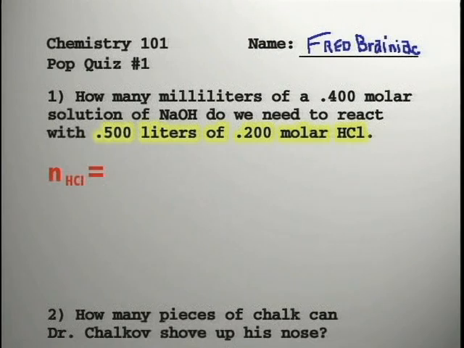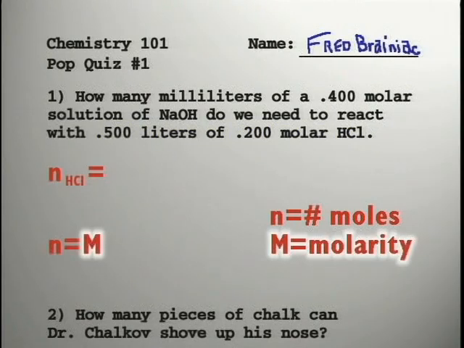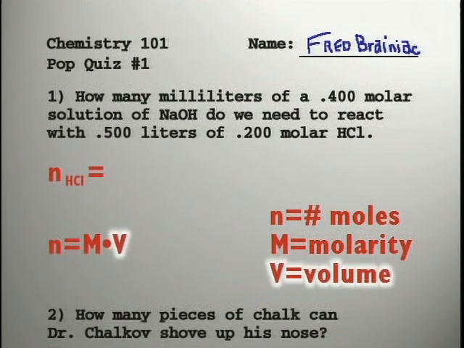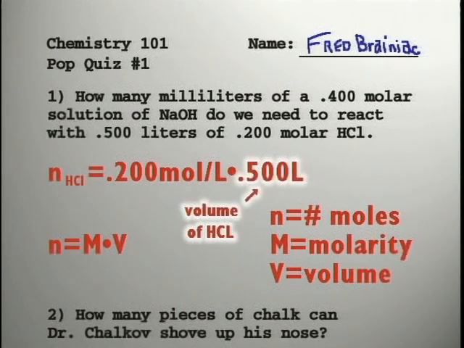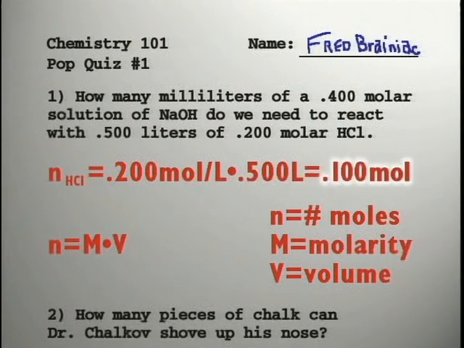To find out how many moles of HCl we have, this is the equation we need. N, the number of moles, equals the molarity, M, times the volume, V. Easy enough. Our molarity is 0.200 moles per liter. Multiply 0.200 moles per liter by the volume of HCl, 0.500 liters, and we get 0.100 moles. That's how many moles of HCl are in the 0.500 liter sample.